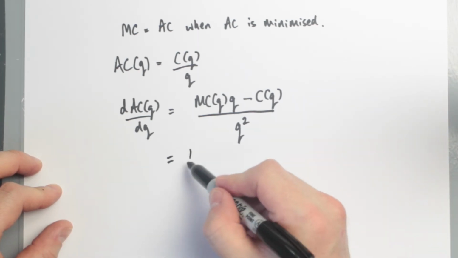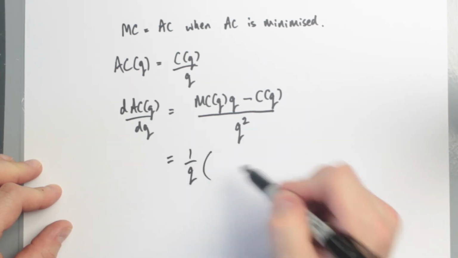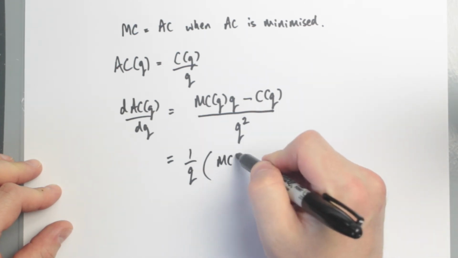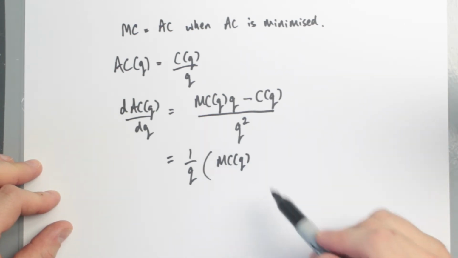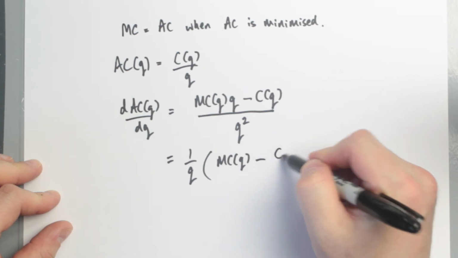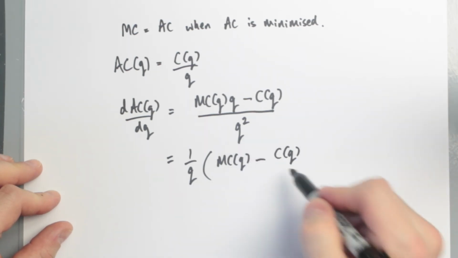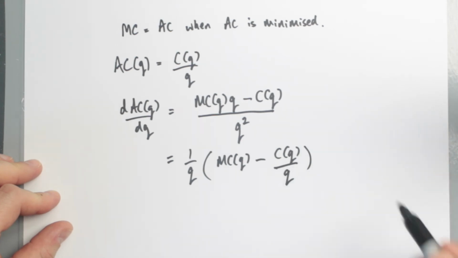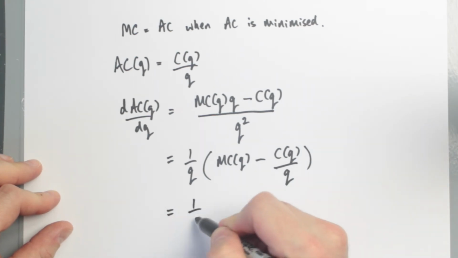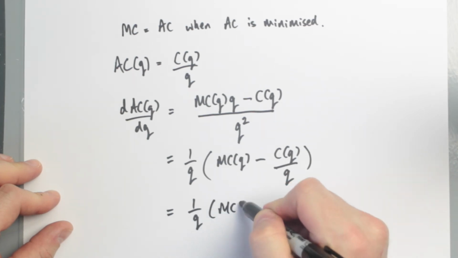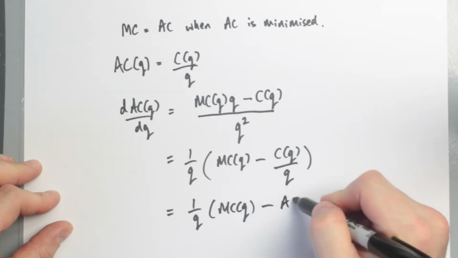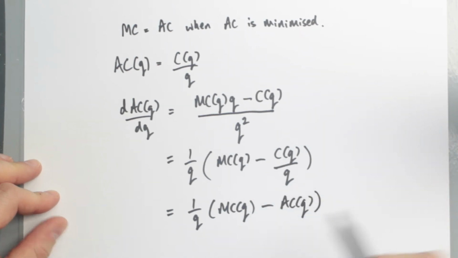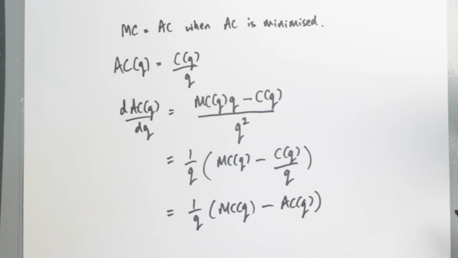Okay, now if I just take one of these Q's outside of a bracket, I end up with marginal cost of Q multiplied by Q and divided by Q again. So that's just marginal cost of Q minus the cost of Q divided by Q once and again. So divided by Q. Okay? And we can see that this is equal to 1 divided by Q, the marginal cost of Q. And here I've got total cost divided by output, which is average cost of Q. Okay? So that's a general expression for the derivative of the average cost function with respect to output.